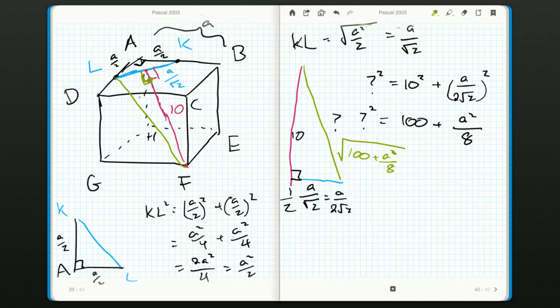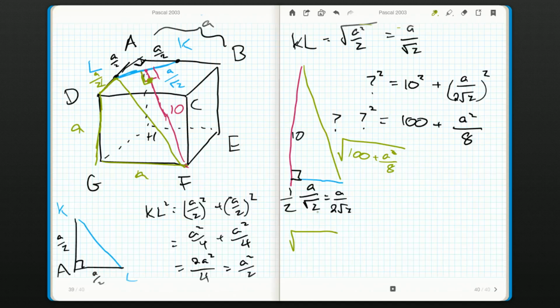But I can get the green line another way. The green line should be this length squared plus this length squared. That should be the green length squared. Well, this is A, and this is A, and this is A by 2.